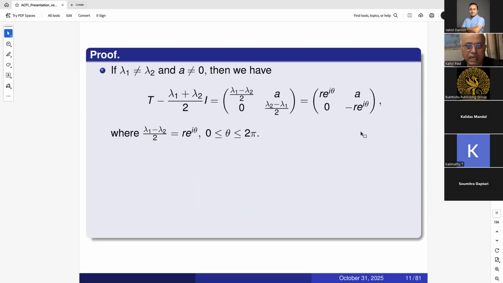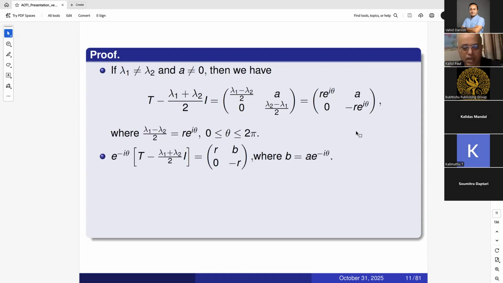And the most important case is when lambda 1 is not equal to lambda 2 and a is also not equal to 0, the most general case. In that case, we just translate it, T minus (lambda 1 plus lambda 2)/2 into I, so that we get a matrix of this form, r e to the power I theta, a, 0, minus r e to the power I theta.